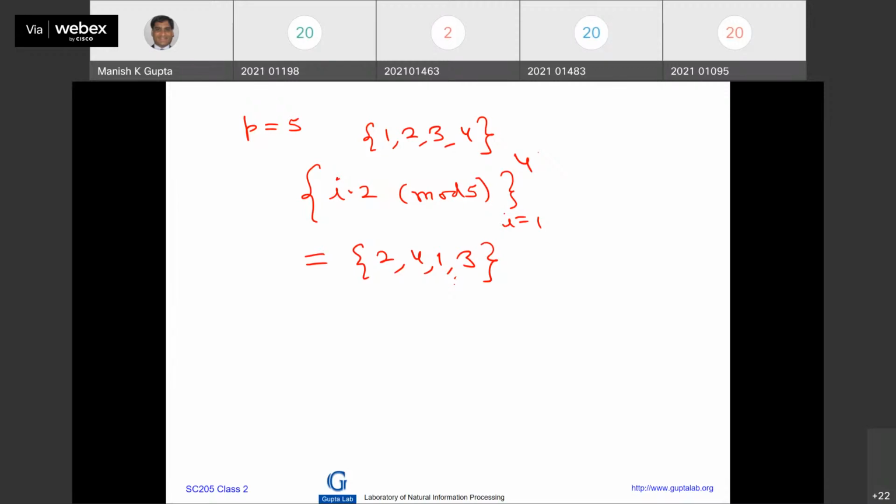So essentially what is happening? We started with the set 1, 2, 3, 4, and we get a permutation of the numbers, right? In fact, this property holds in general. If you take numbers from 1 to n, take a fixed non-zero number a, and multiply it with every element modulo n, you get a permutation. So I can write it down as a lemma.